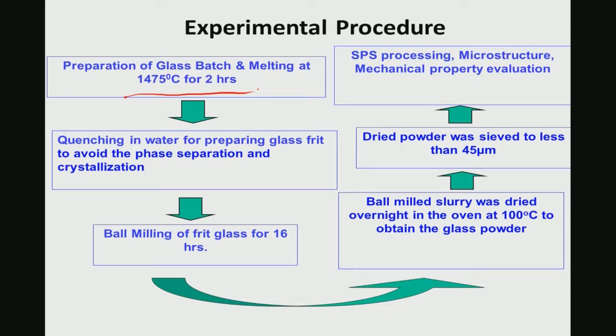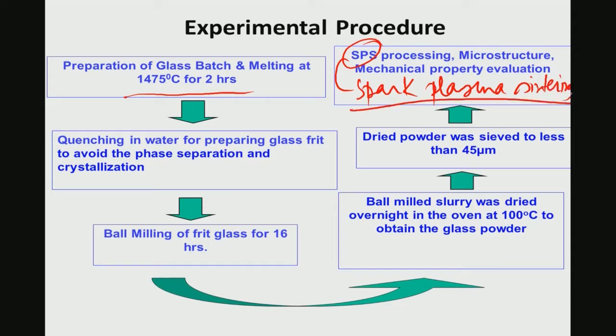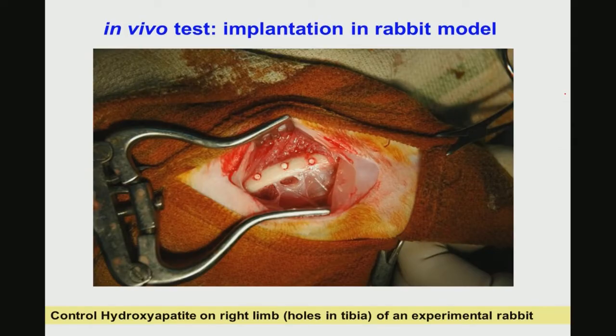Once you get the glass frit, you can ball mill it, like in a conventional powder metallurgical process, for 16 to 24 hours. Then the ball milled powder is dried and sieved, and then you can do spark plasma sintering. SPS stands for spark plasma sintering, or you can do conventional sintering to get the glass ceramic materials. The next step is ceramizing, and the ceramizing treatment helps to develop the crystalline phases in the glass matrix.